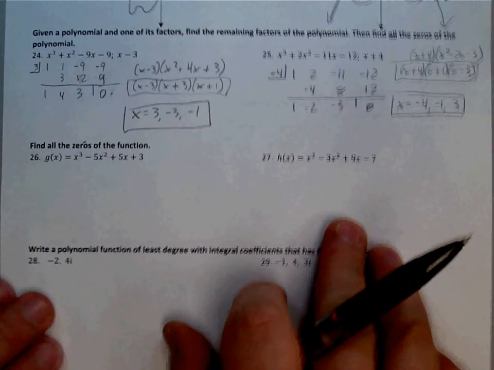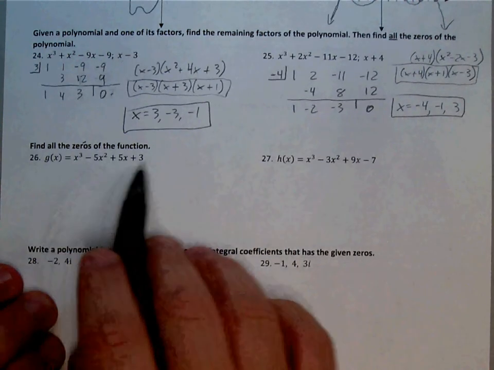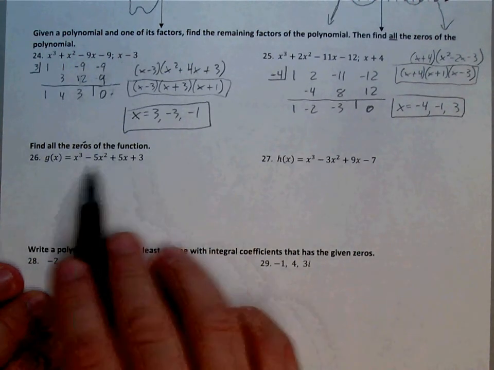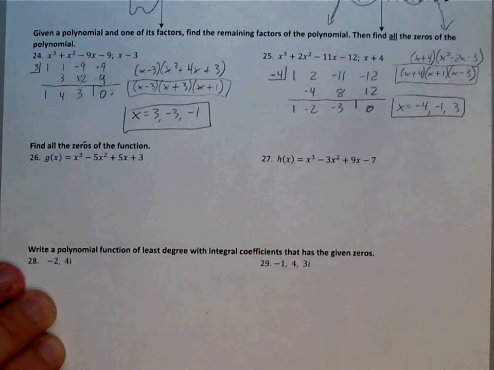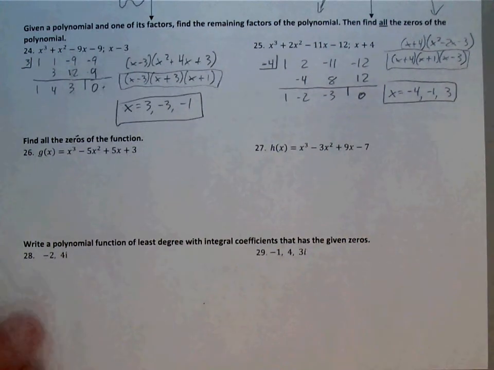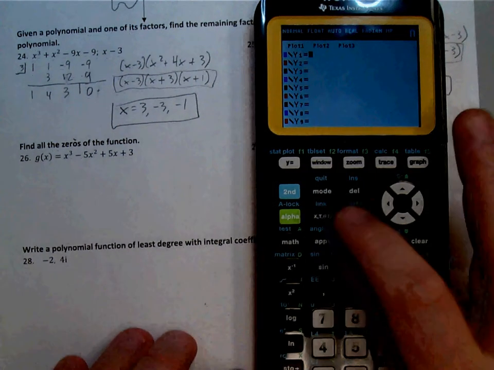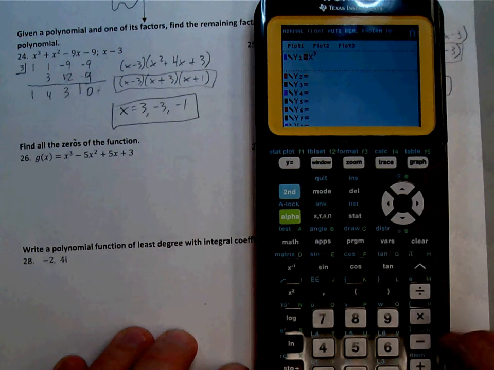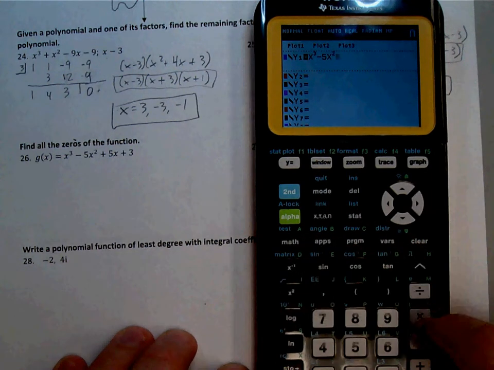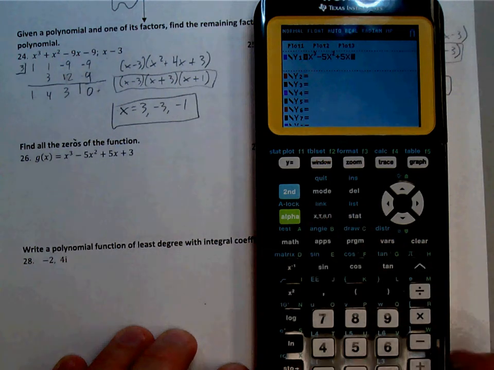Number 26, find all the zeros. So it's 4 terms. It doesn't appear to be factorable by grouping. If that's not the case, perhaps it is, but I'm not seeing one immediately off the top of my head. So I'm going to grab a graphing calculator, and I'm going to graph this. x to the third minus 5x squared plus 5x plus 3.